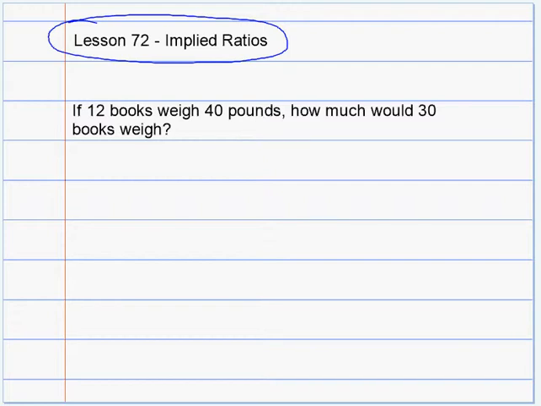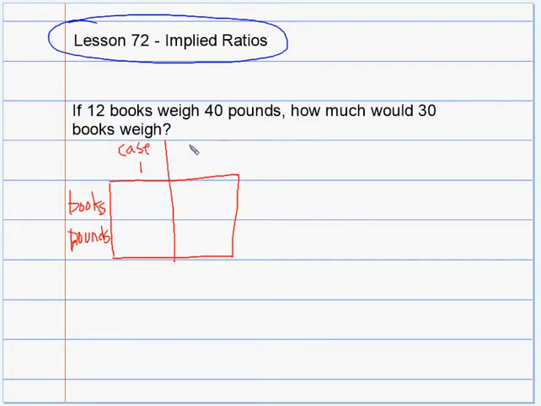In the past we've talked about how you can use ratio tables to organize your data, and this is another example where you're going to do this. The scenario here is we have 12 books that weigh 40 pounds. How much would 30 books weigh? So we can set up a table that has books and pounds, and at the top we're just going to call this case 1 and case 2. It just means that we have one situation and then we're going to look at another one.